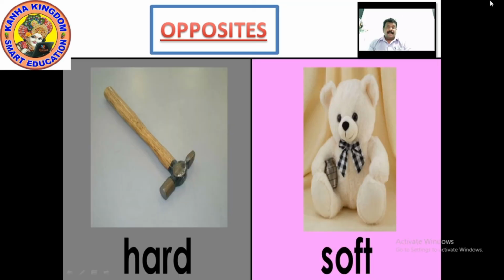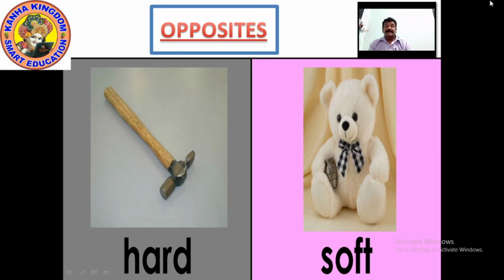Now look at the opposites. Hard, soft. When we talk about hard, what is a hammer? A hammer is a thing which is made of iron. Iron is supposed to be hard. Iron hammers are supposed to be hard. Now look at the toy. Yes, it's a soft teddy bear. Teddy bears are supposed to be very soft. Opposite of soft is what? Opposite of soft is hard. H-A-R-D, hard. And opposite of hard is soft. S-O-F-T, soft.